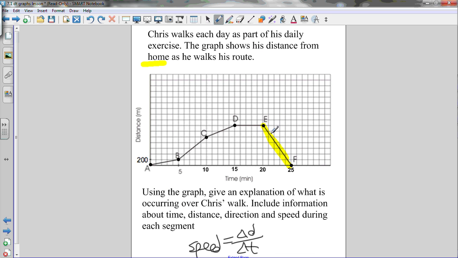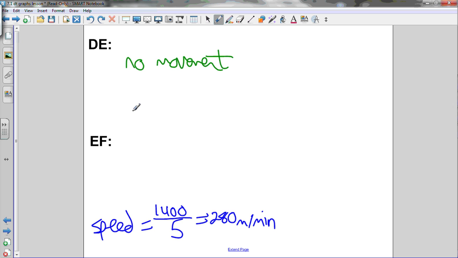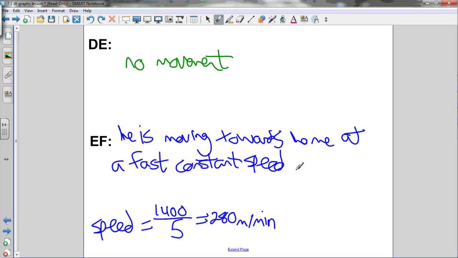So he's moving at a constant speed of 280 meters per minute. It's falling down to the right, so he's going towards home. That's a pretty fast pace. So he is moving towards home at a fast, constant speed of 280 meters per minute.